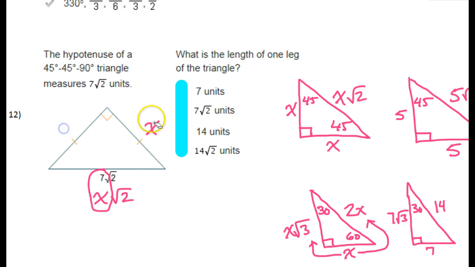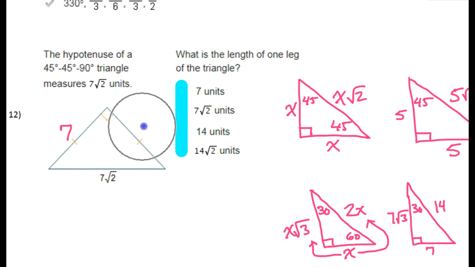So that means that the two legs must be 7. Because then we'd have 7, 7, and 7 radical 2, which fits the pattern of x, x, x radical 2. So the answer is the first one, 7 units.